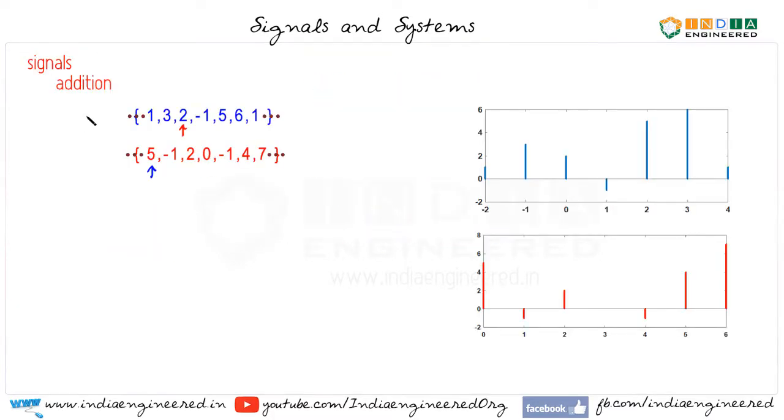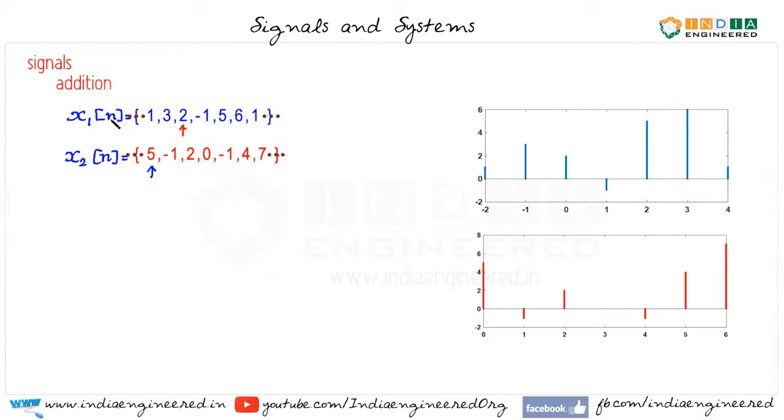Let's see how to add two signals. First we will see the case of discrete time signal. Let's say we have a signal x1 of n which is 1, 3, 2, minus 1, 5, 6, 1, and x2 of n which is equal to 5, minus 1, 2, 0, minus 1, 4, 7.